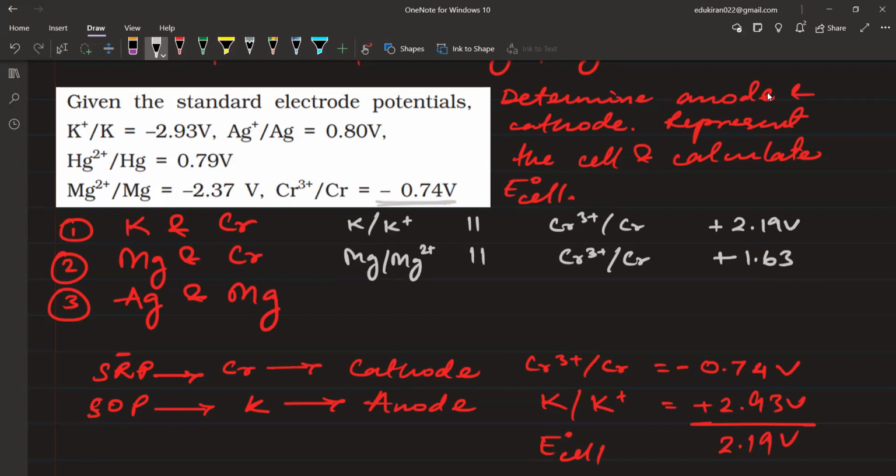And for the last one, Ag और Mg के लिए, Ag will act as cathode and Mg is going to act as anode. And the electrode potential will be, you have to add these things now, plus 0.8. This will be 3.17.